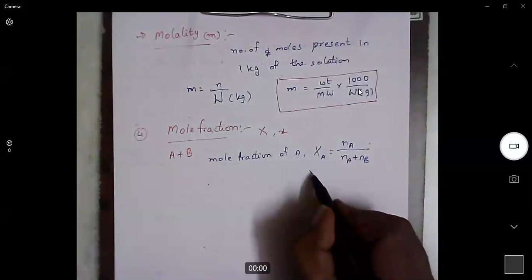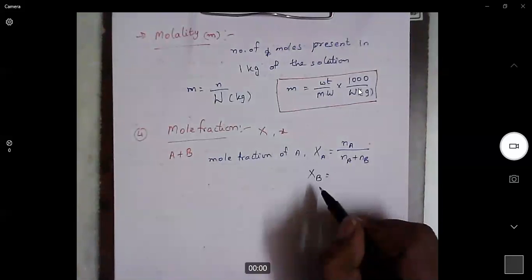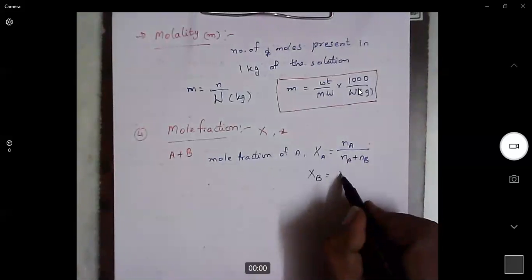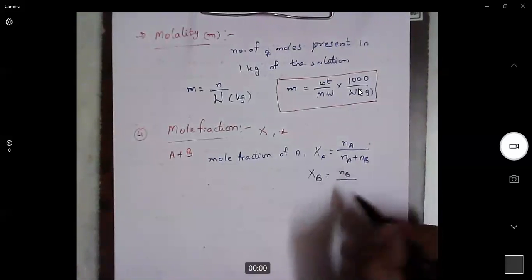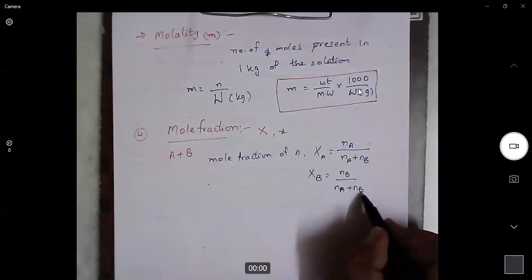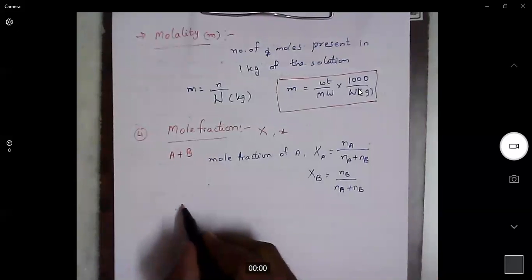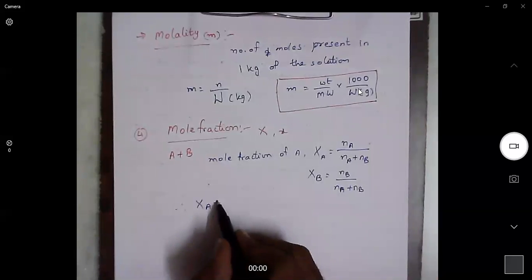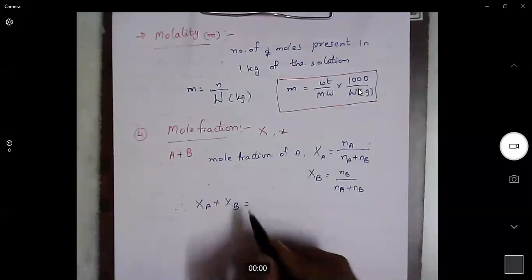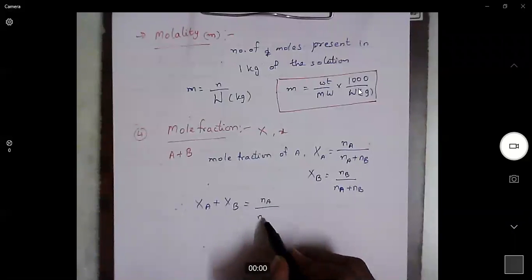Similarly, we can calculate mole fraction of B. What is the formula? Number of moles of B by total number of moles. Therefore, XA plus XB is equal to how much? 1.